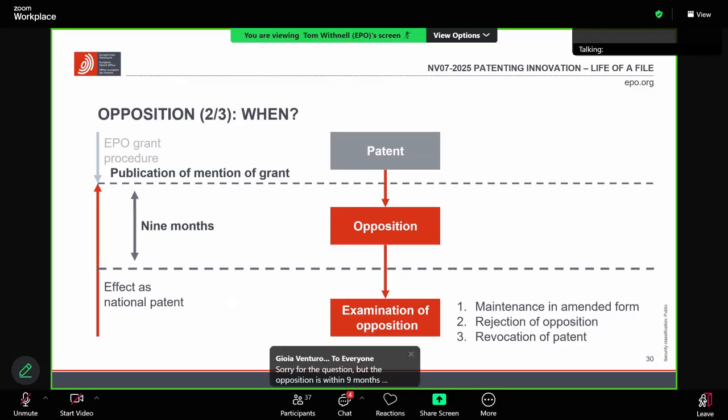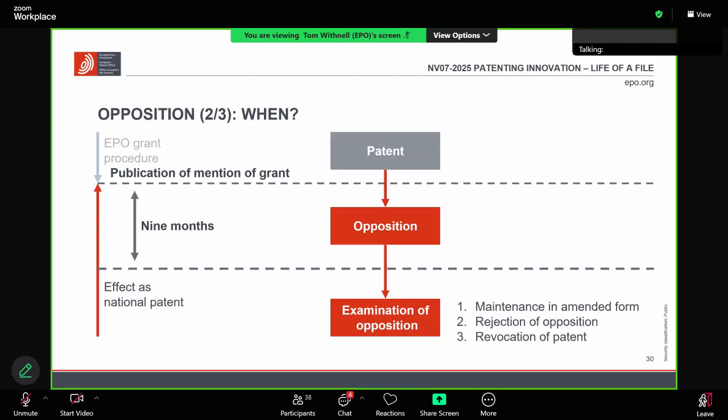9 months nowadays might seem a lot indeed, but the European Patent Convention was written in 1973, which is 52 years ago. And in those days, paper was, let's say, leading over digital, and 9 months was enough time to find the paper copies, the paper documents, and so forth.